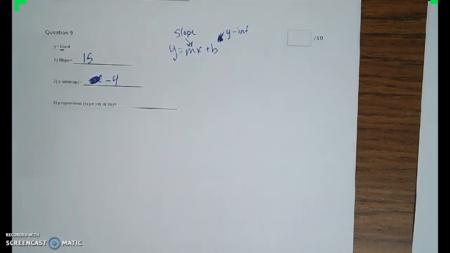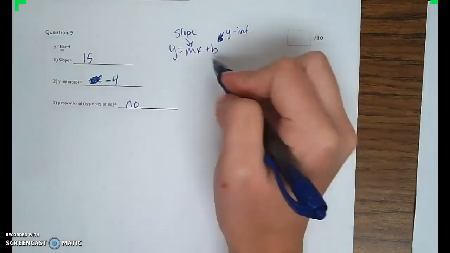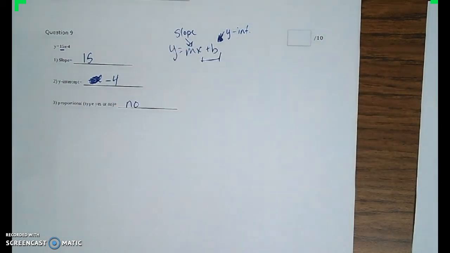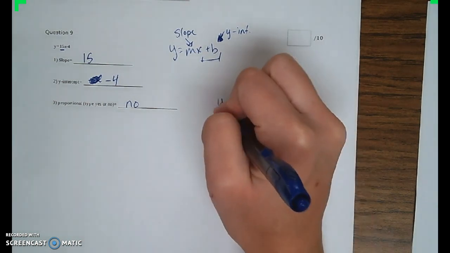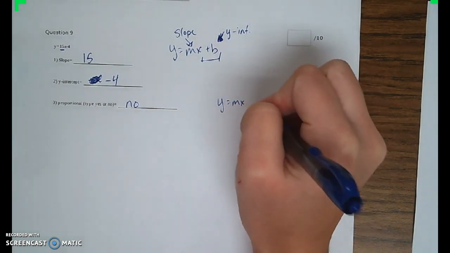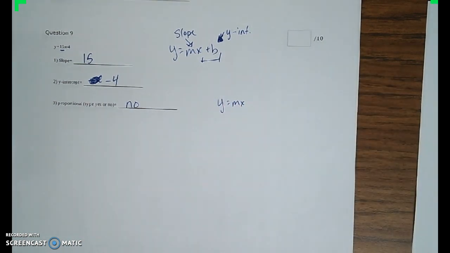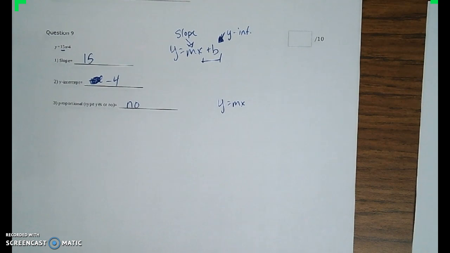And then, is it proportional? Yes or no? In this case, no, it is not. And how I can tell is because that y-intercept is a number and it's not 0. Remember, if it's proportional, it looks like y equals mx because we don't write plus 0, which is where your y-intercept would be.